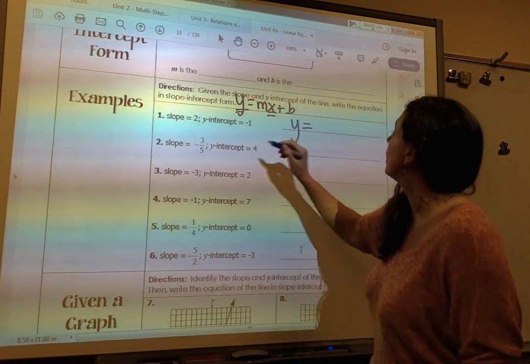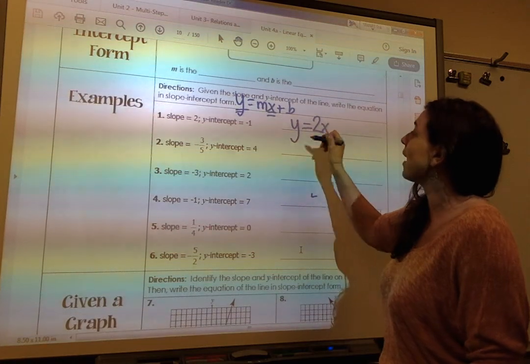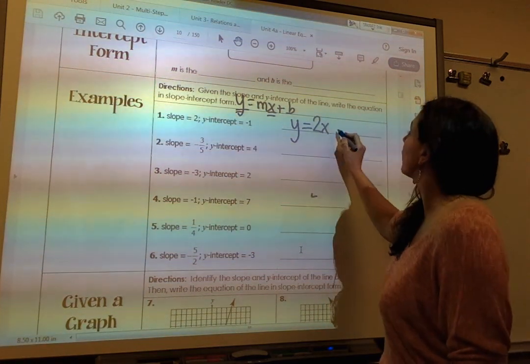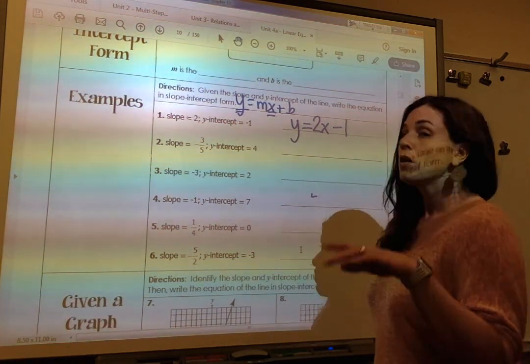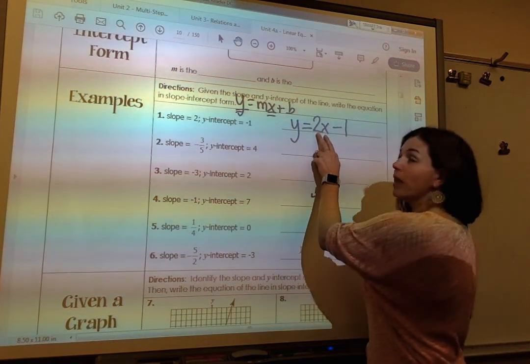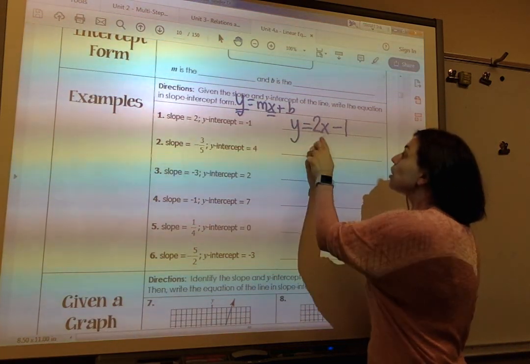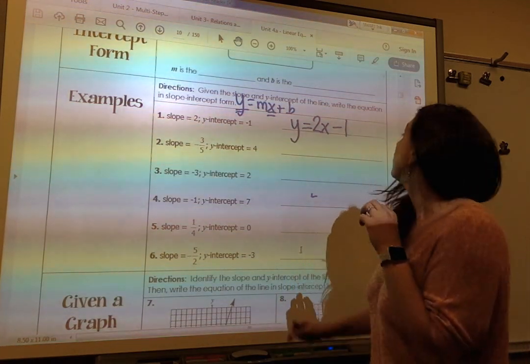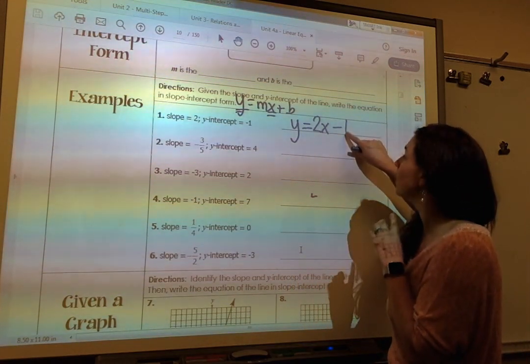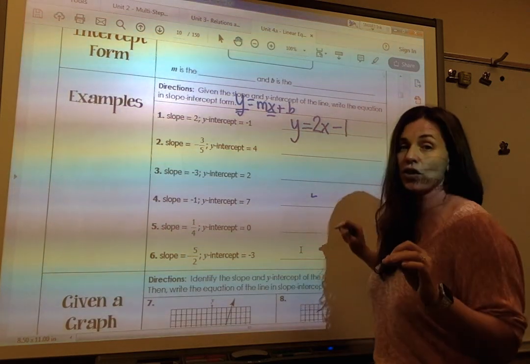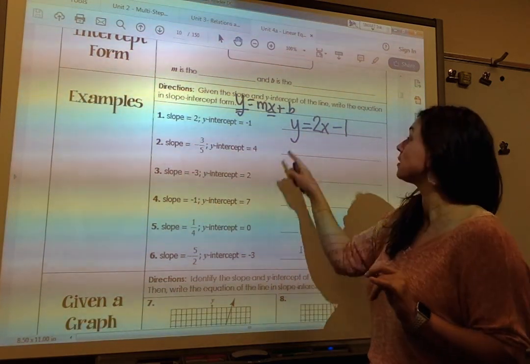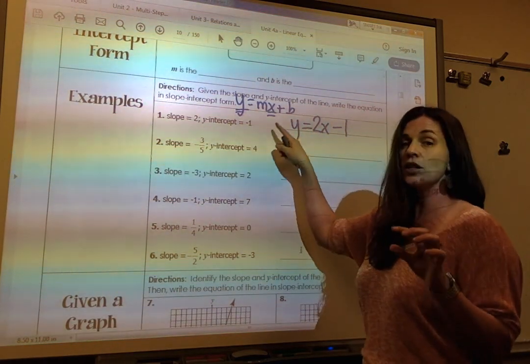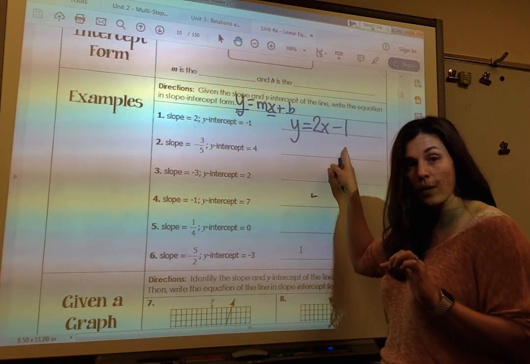So what is the slope? The slope is 2, so 2x. And then my beginning point, my y-intercept, is negative 1. So notice your slope is your coefficient of your x variable, right? And then your beginning point, your y-intercept, is your constant term. So your coefficient is my slope. My constant term is my beginning point, or my y-intercept.